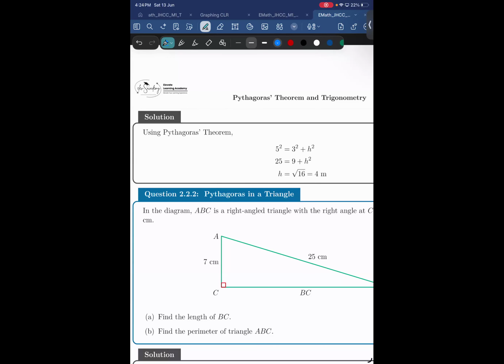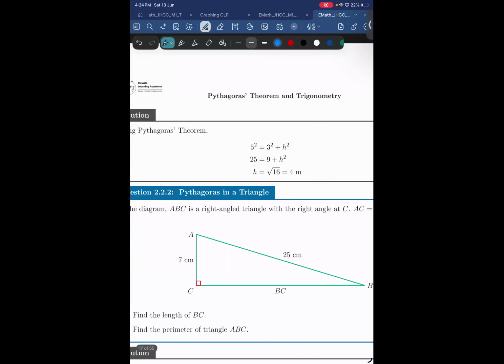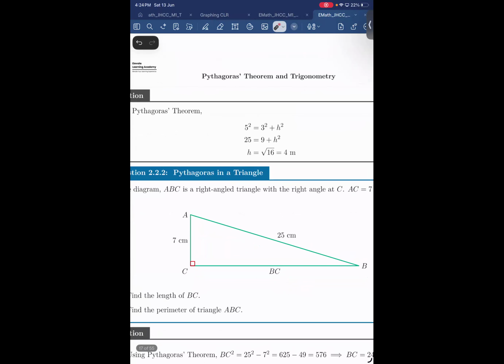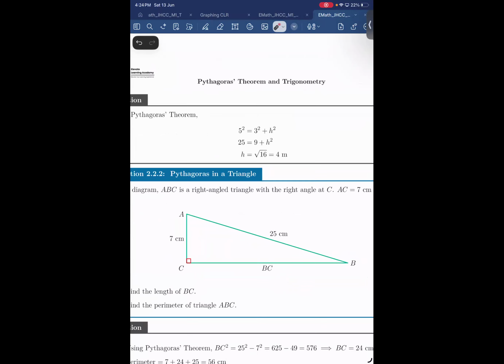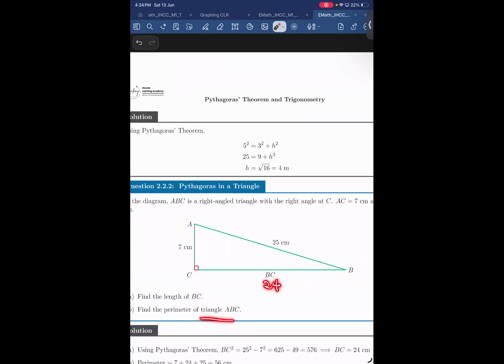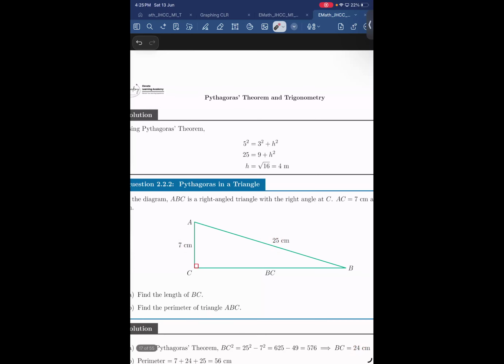This one also very simple, right? Apply Pythagoras theorem again. BC squared plus 7 squared equals 25 squared. So BC is the square root of 25 squared minus 7 squared, which is the square root of 576. BC is 24. Then the perimeter of triangle ABC: perimeter is just adding them up. 7 plus 25 plus 24, which is 56.